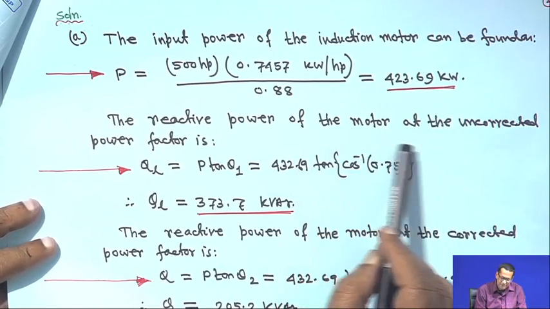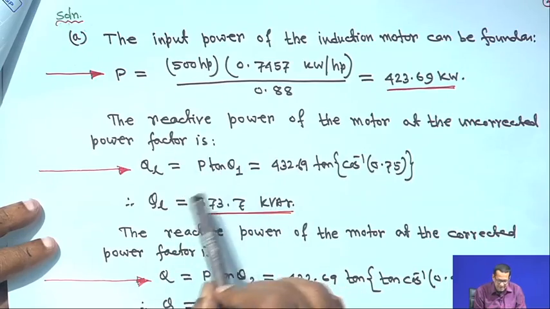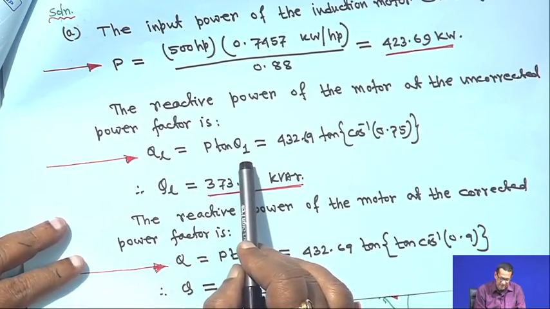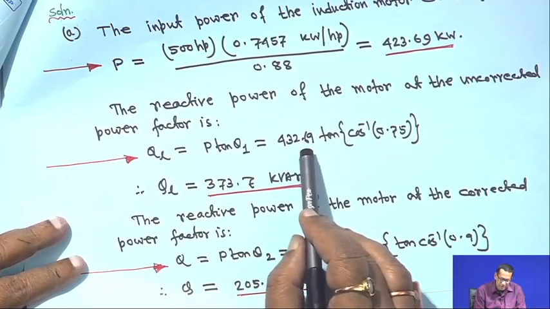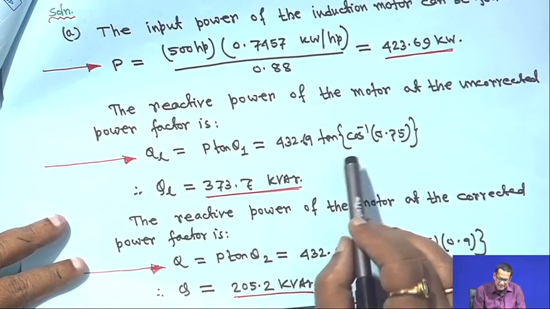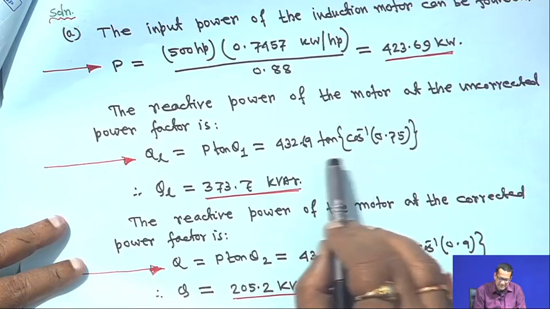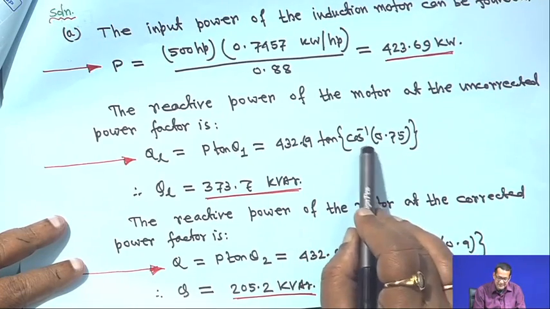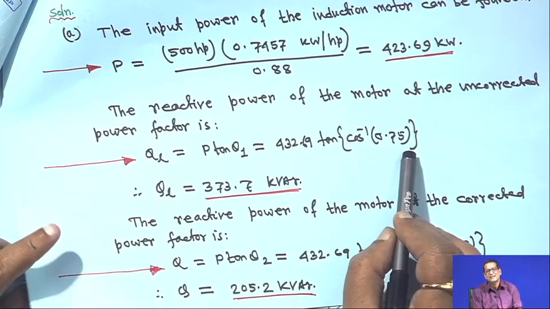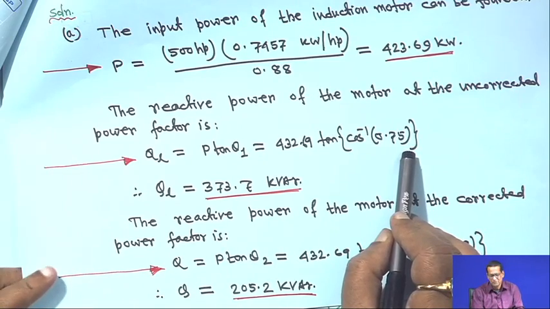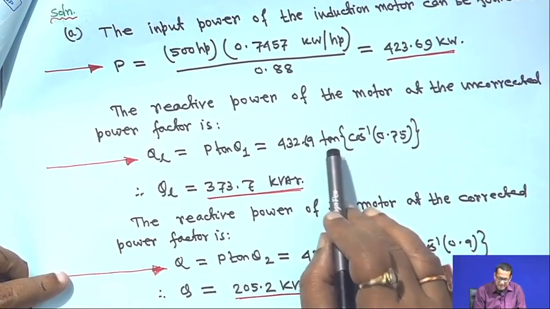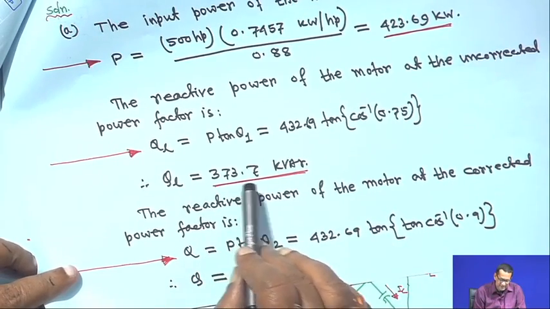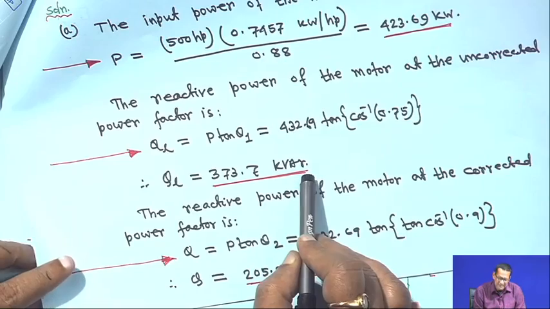So, the reactive power of the motor at the uncorrected power factor: just now we have seen that QL is equal to P tan theta 1. So, it is equal to 432.69 times tan theta 1, where cos theta 1 is given as 0.75, therefore theta 1 is equal to cos inverse 0.75. So, it is tan of cos inverse 0.75, and this actually comes to 373.7 kilovar, that is QL.